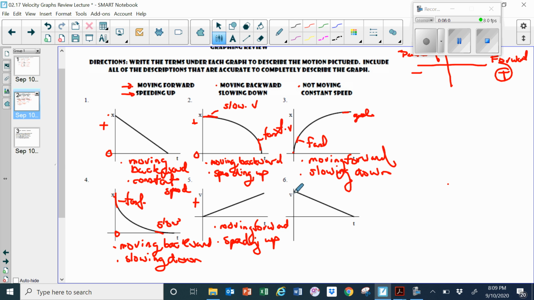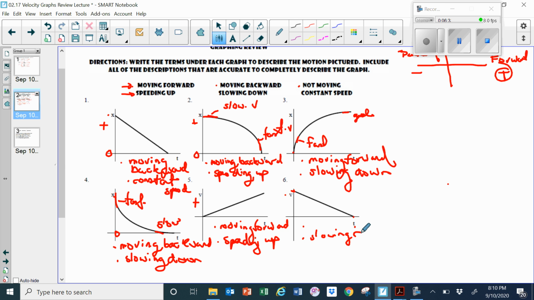Well, you start off at a high velocity. This is another velocity time graph. You start off at a high velocity, you end up basically at rest, and you notice the velocity decreases at a constant rate. So your slope is negative. So you're slowing down, because your velocity is decreasing.